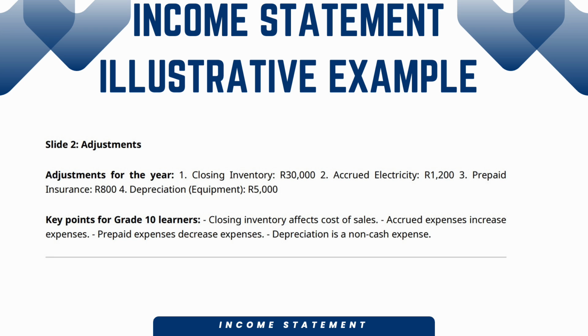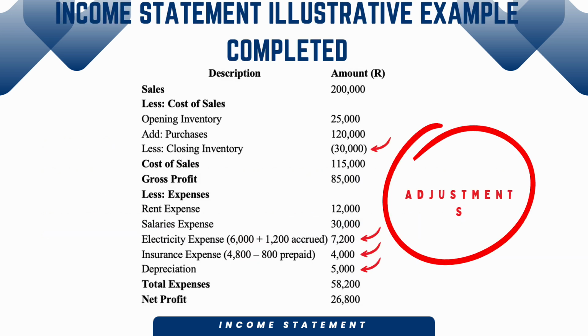I listed some key points for you here. Closing inventory will affect your cost of sales. Accrued expenses will increase your expenses. Prepaid expenses will decrease your expenses. And remember that depreciation is a non-cash expense. So these notes are just to assist you with the adjustments that have to be made. Please note that in the test, I will not be giving you these notes, the additional key points. This is just for purpose of teaching and learning for today's lesson, as the focus is on the income statement and not necessarily the adjustments, as we have covered that in past lessons.